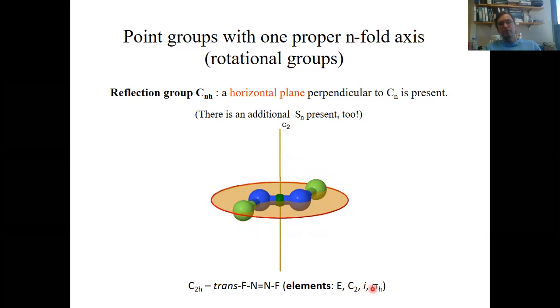So in addition to the identity, we have the C2 axis and a horizontal mirror plane. So we must have an S2 axis in addition to that. Now remember that an S2 is the same as an inversion center, and we can see that inversion center very easily. It's here in the center of the molecule. So as we move all the atoms through that inversion center to the other side, these two fluorine atoms here get swapped, and these two nitrogen atoms here also get swapped. So these are all the symmetry elements that exist in this molecule.